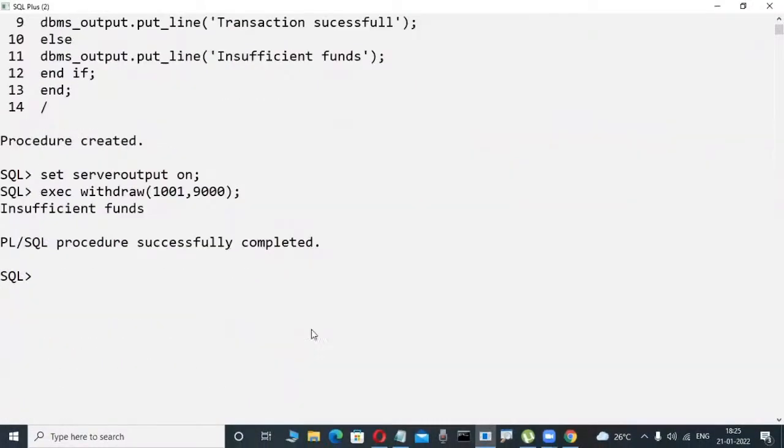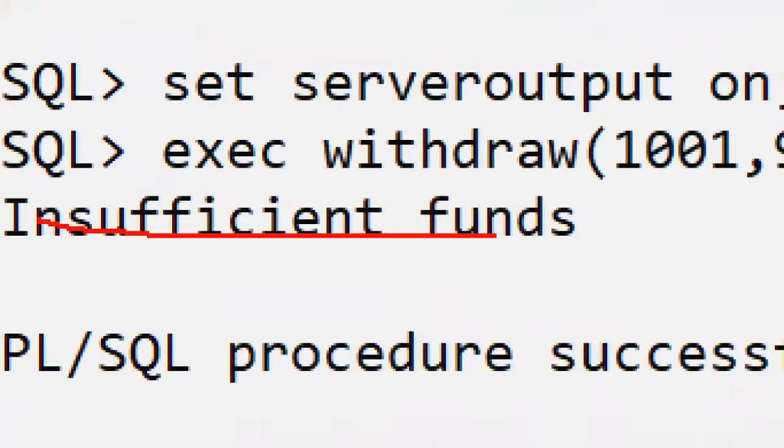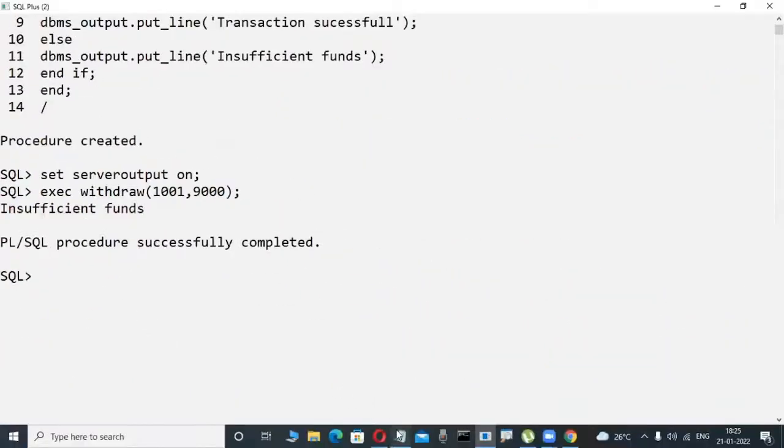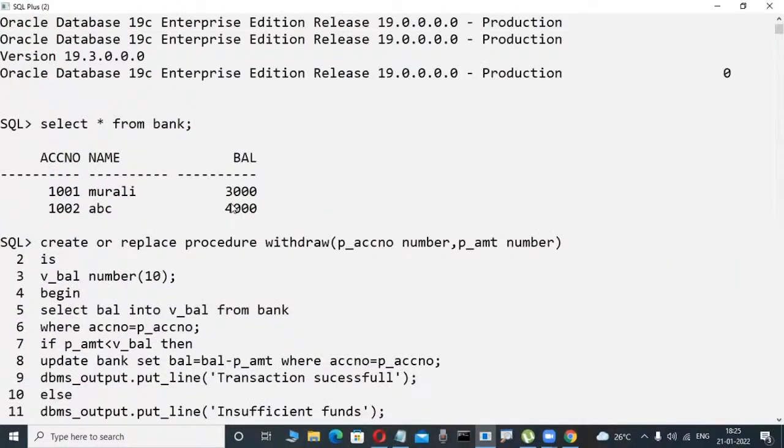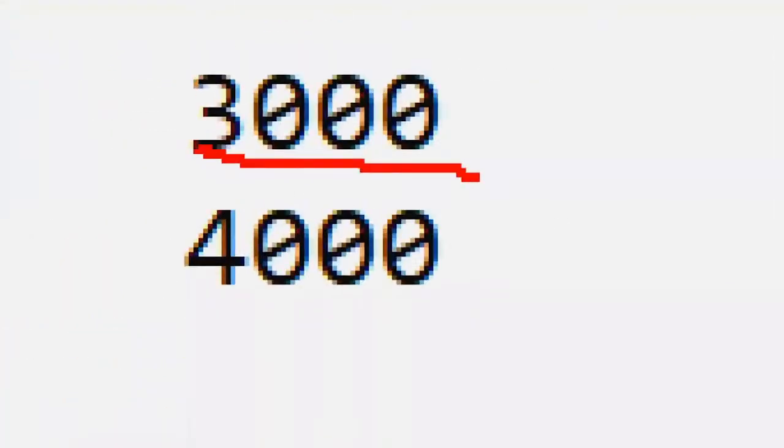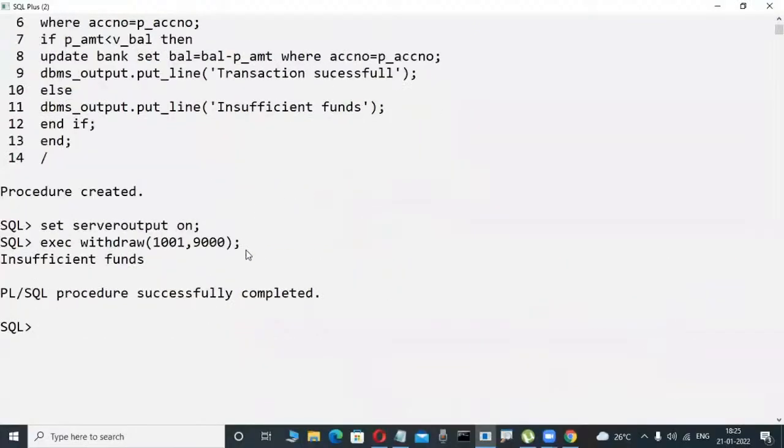Now, suppose, for example, observe the logic. Insufficient funds is a message, and it will be displayed. Another case, OTP validation, those all are the same thing. Now check it out. For example, in this case my balance is 3,000. Now I try to withdraw 2,000 rupees, for example.